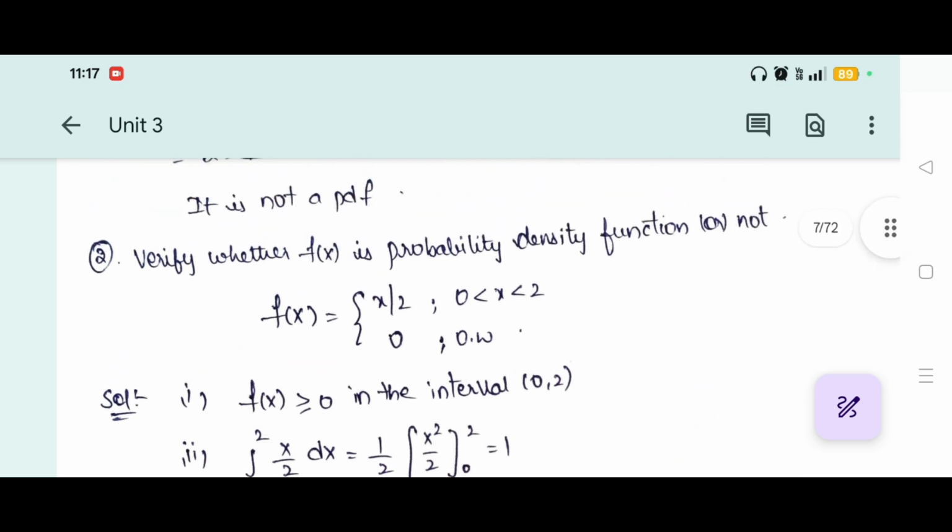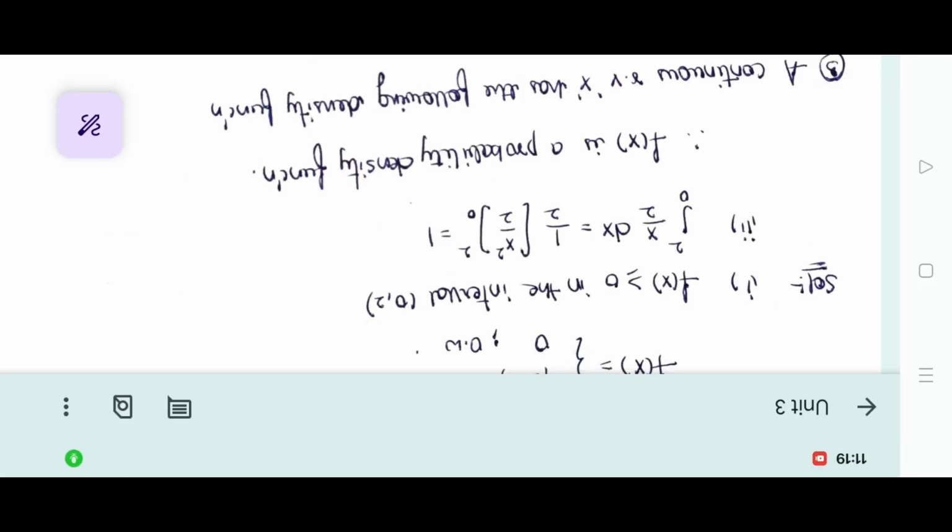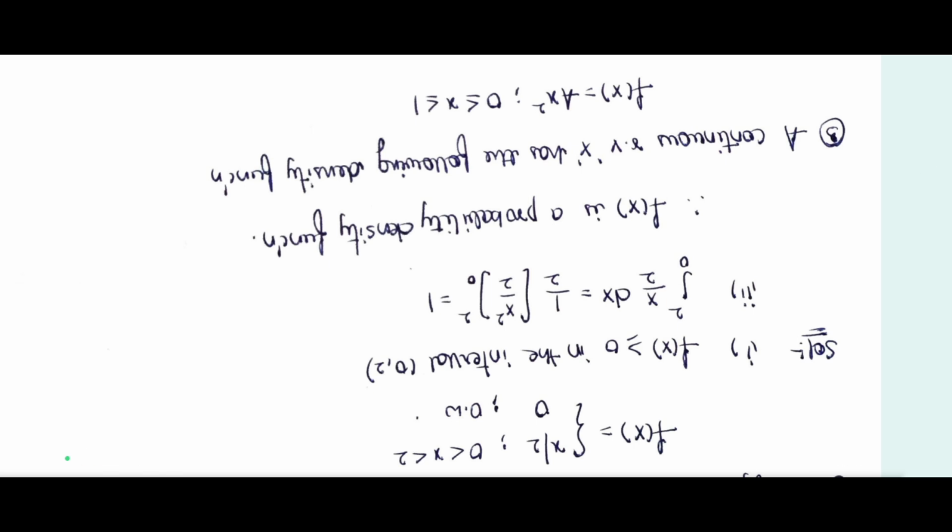Next, verify whether f of x is a probability density function or not. F of x is equal to x by 2, where x always lies between 0 and 2. So f of x should be greater than or equal to 0. Then f of x is a probability density function because the integration value we got here is equal to 1. So like this we have to check.